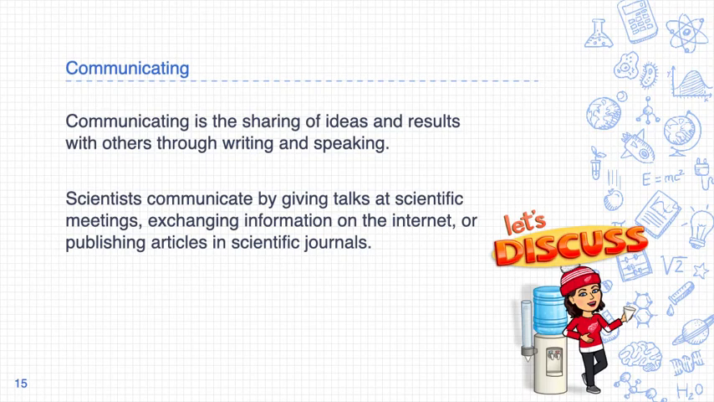And once you've done all that, you've run your experiment, you've collected your data, you've interpreted your data, and you've made your conclusion about your data and your hypothesis, you can communicate. Communicating is the sharing of ideas and results with others through writing and speaking. Scientists communicate by giving talks at scientific meetings, exchanging information on the internet, or publishing articles in scientific journals. So the last part of making and running an experiment is communicating your results with other scientists.